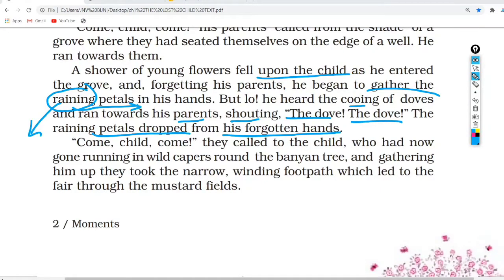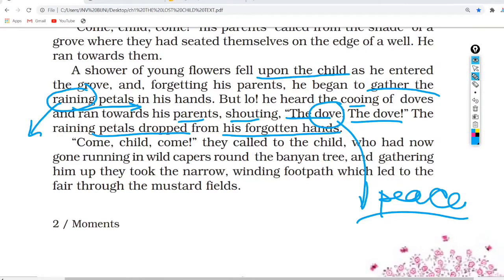But what happened? After that, there was another attraction. The attraction this time was the dove. So this pronunciation is dove, D-O-V-E, dove. Okay. So dove is the symbol of peace, है ना? ये ऐसा एक बर्ड है जो पीस को सिंबलाइज करते हैं. Therefore, when he was running after the dove, then the raining petal or the falling petal dropped from his forgotten hands.